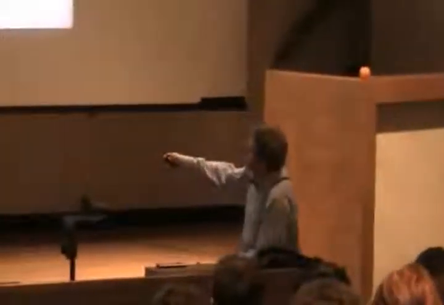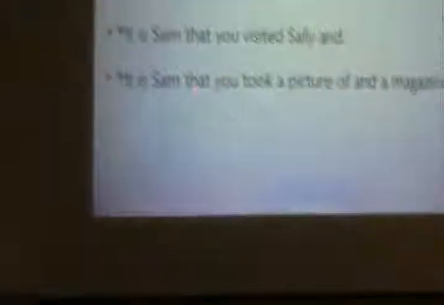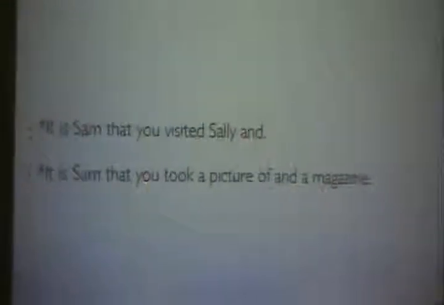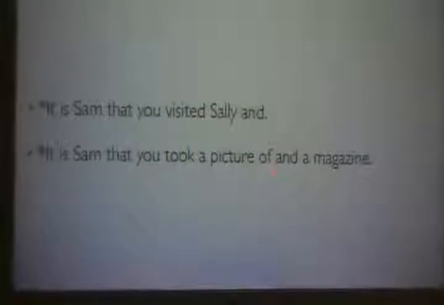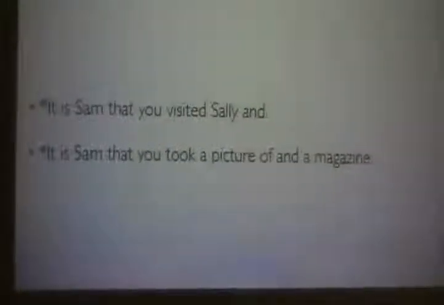What's happened here? Well, the complementizer phrase that follows "Sam", Sam being the thing that moved again, is "you took a picture of Sam." That's where Sam started. You took a picture of Sam and a magazine. You took a picture of Sam in a magazine. From that, you cannot get this sentence by moving Sam.